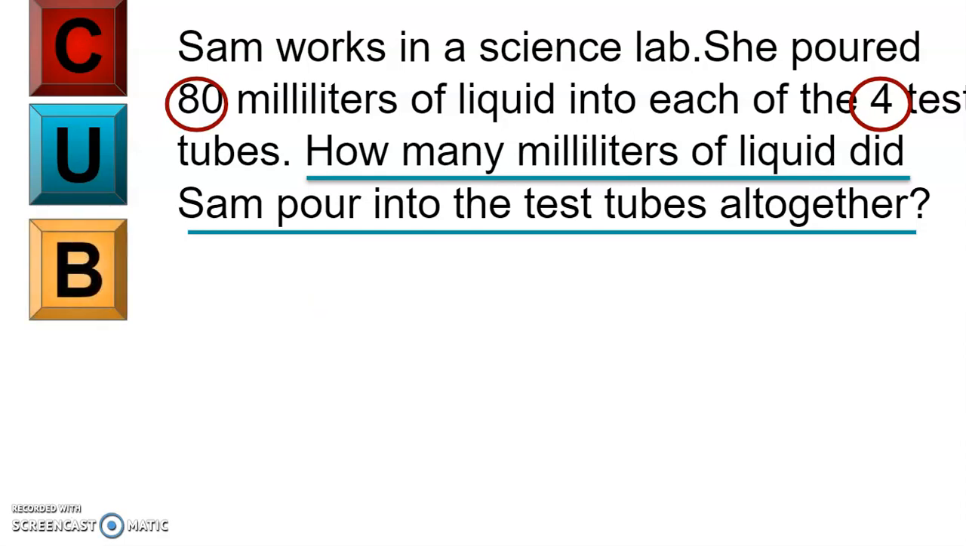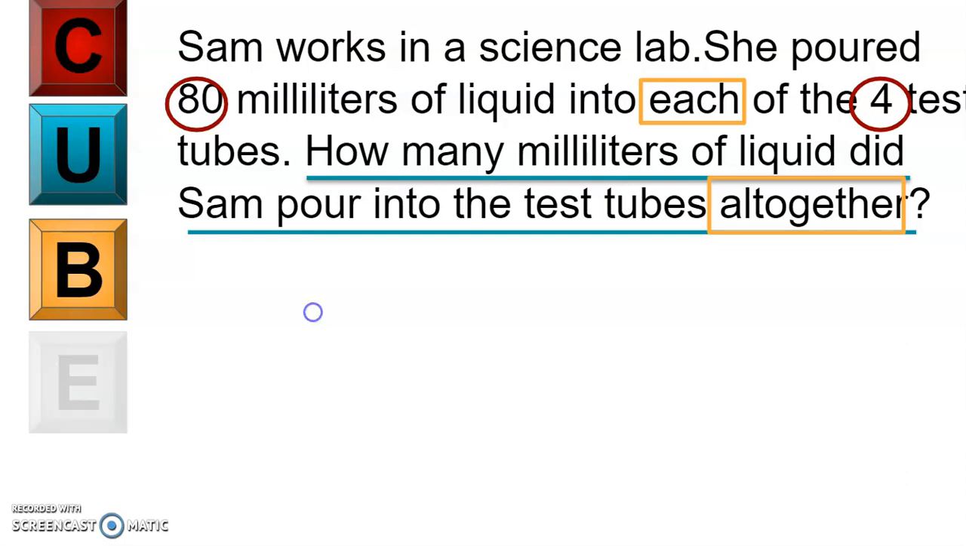The next step is to box the keywords. What are the keywords that I see? She poured 80 milliliters of liquid into each of the 4 test tubes. I sense that the word each here is very significant. It's very important because she's pouring 80 milliliters of liquid into each one of those test tubes, right? So each is a keyword. And what else do you see? How many milliliters of liquid did Sam pour into the test tubes altogether? Altogether here is also a keyword. That means that they're asking you to group everything together, right? So I'm going to go ahead and box these keywords.